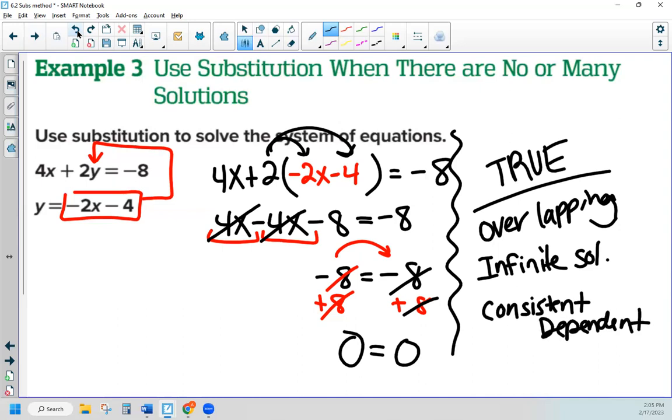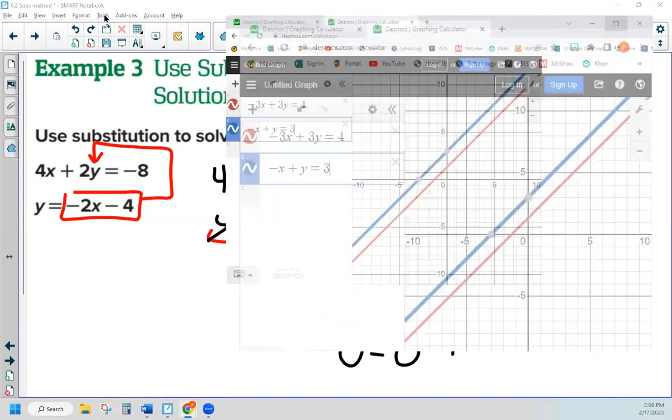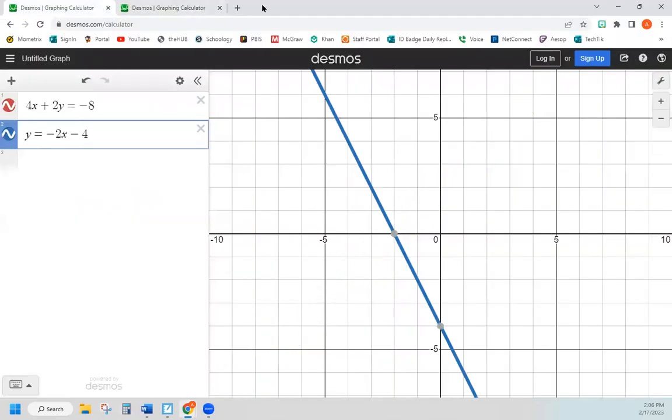Okay, there we have it. So all these things are what that means: overlapping lines, which means we have an infinite amount of solutions, which means that we call that system a consistent dependent system of equations. All right, that is what it looks like. Now, let's go ahead and bring up Desmos just so we can see what the actual graph of that is going to show us, which is this one right here. Let me just make sure of the 4x plus 2y equals negative 8.